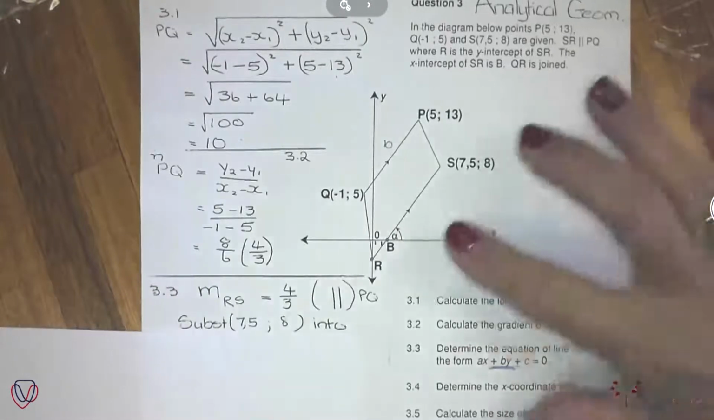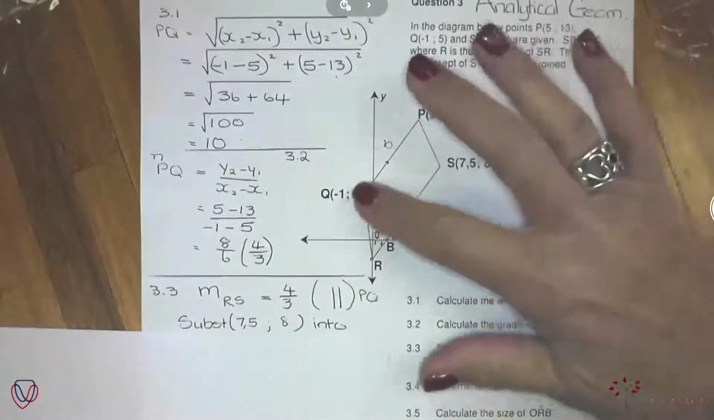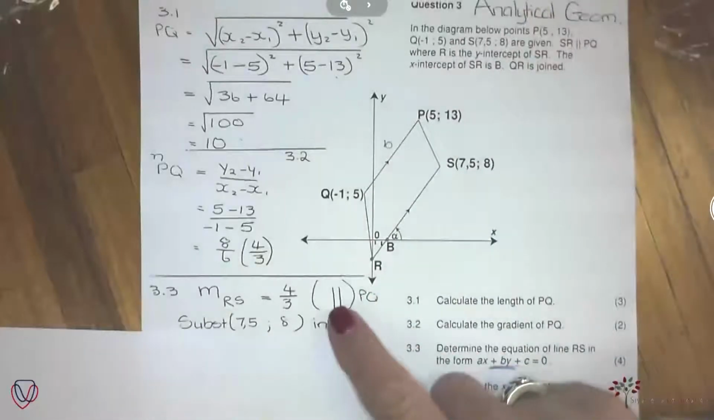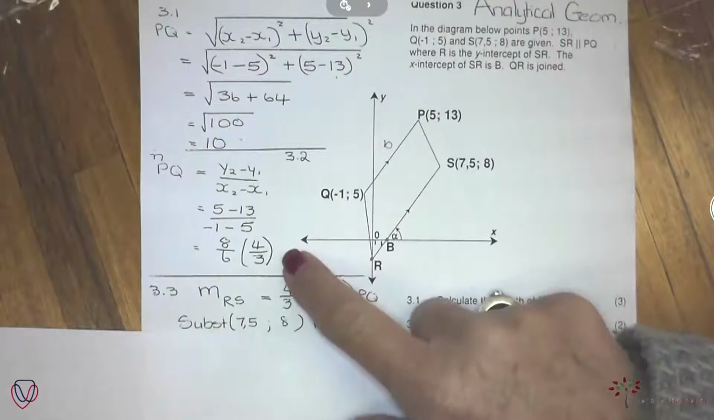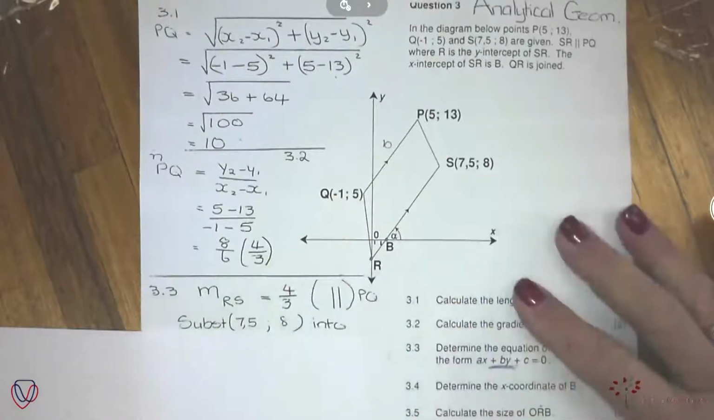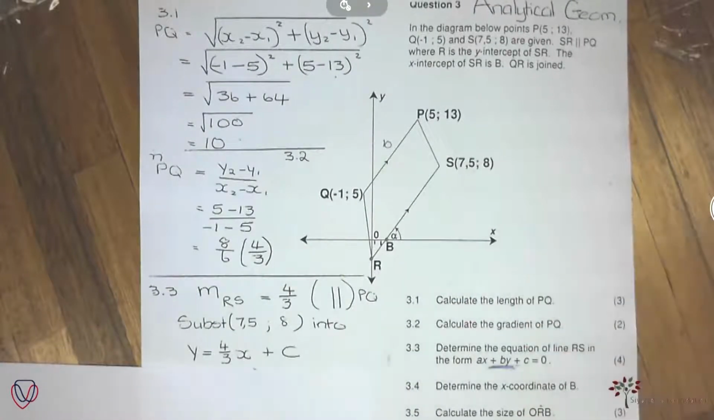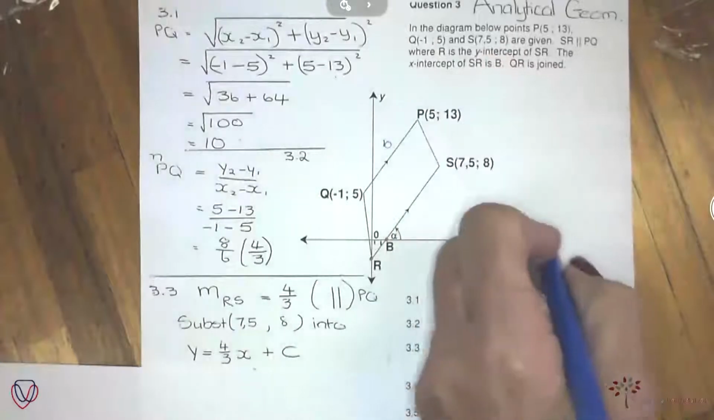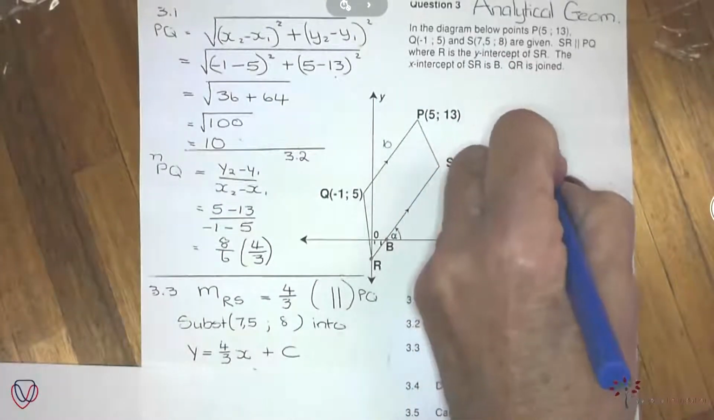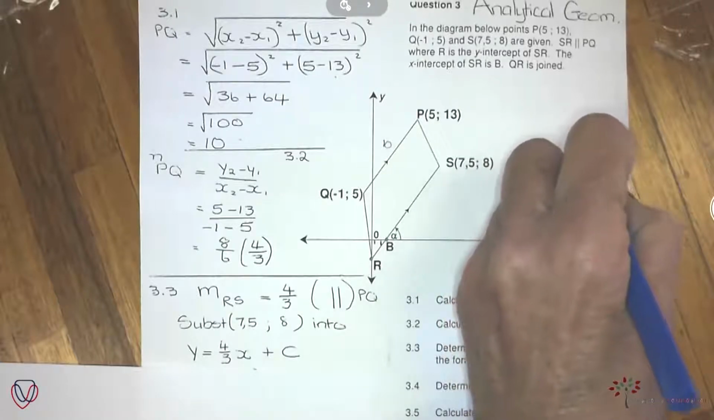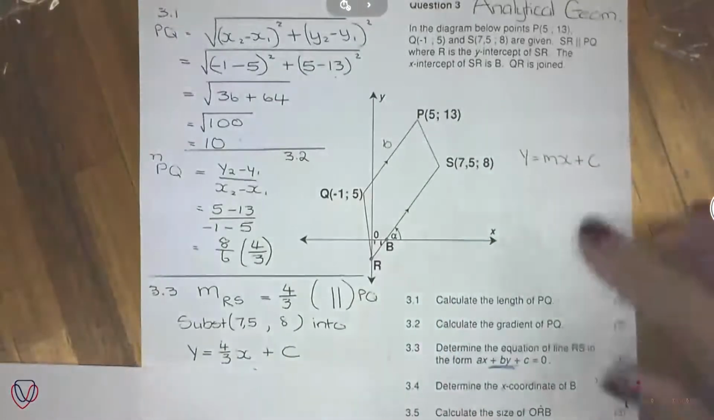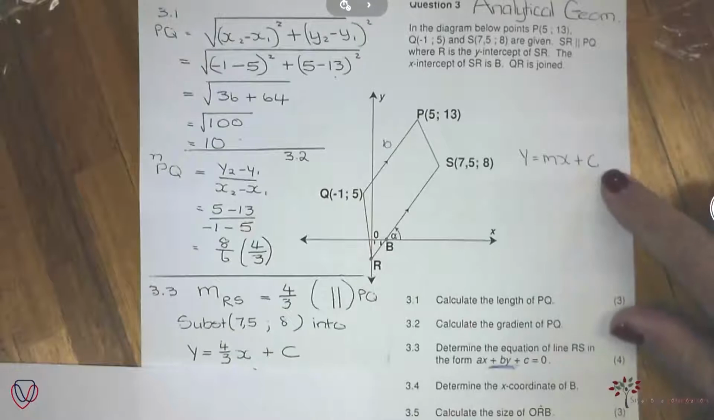I will say the gradient of RS will be 4 over 3. Why? Because it is parallel to PQ, and there is PQ's gradient. Okay? So now I've got an equation that looks like this. I still need the C value, because my standard equation for the straight line, we all know what it is. Y is mx plus c. I've got the gradient. I need that y-intercept.